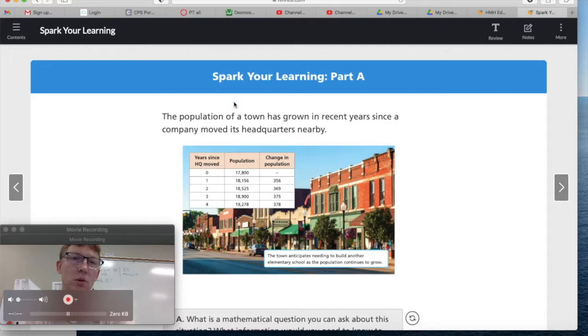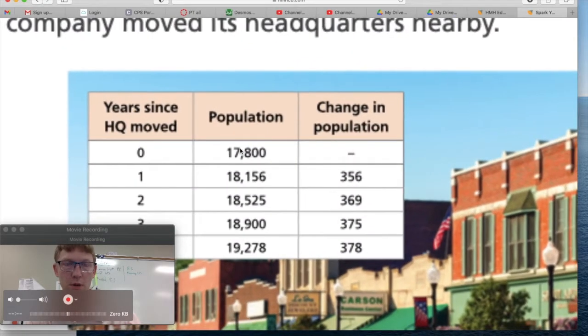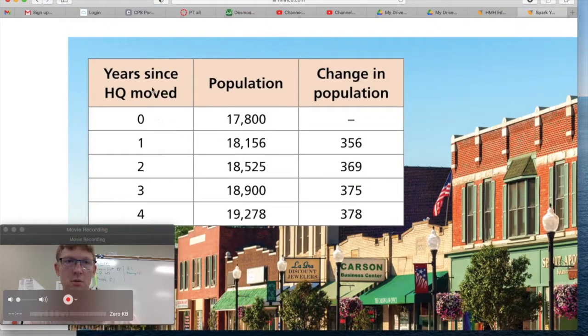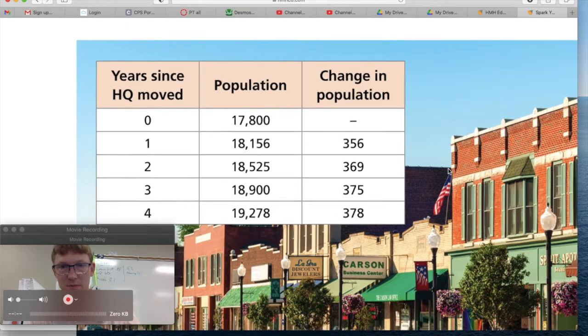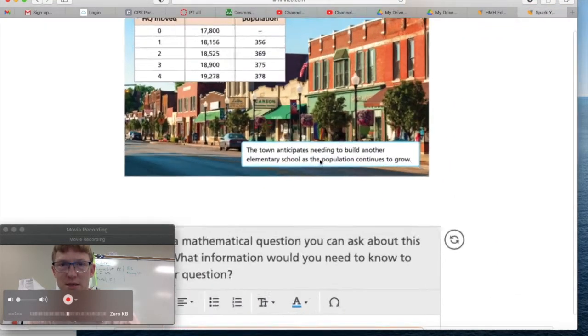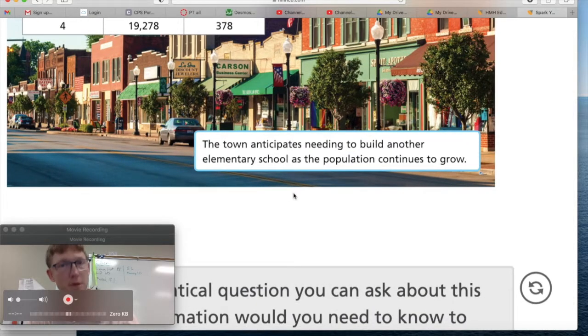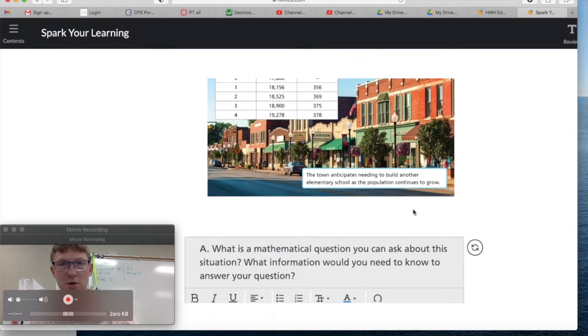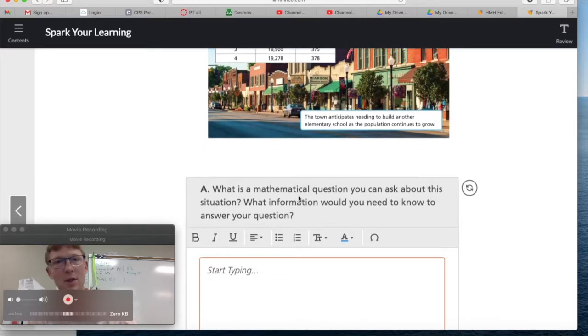The population of a town has grown in recent years since a company moved its headquarters nearby. Here's the data. Years since HQ moved: 0, 1, 2, 3, 4. Here's your population, and here's the change in population. This town anticipates needing to build another elementary school as the population continues to grow. So what mathematical question can you ask about this situation?